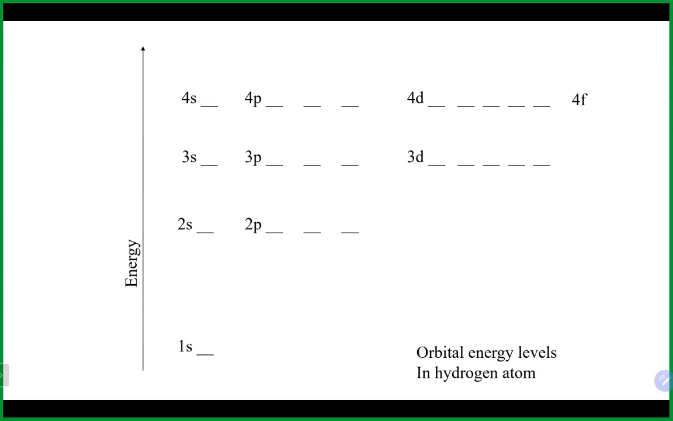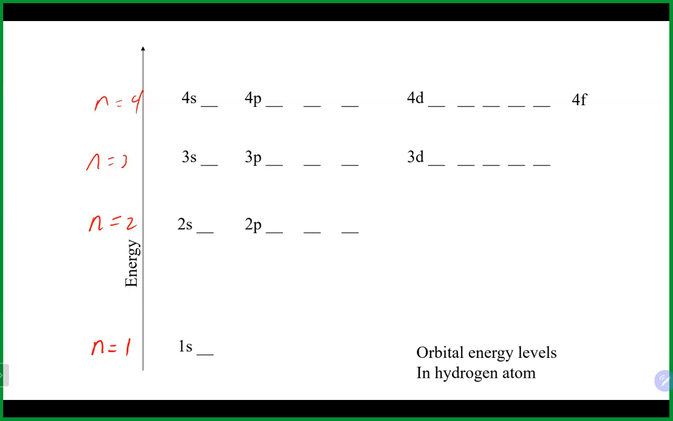So when we have only one electron involved, which is hydrogen, we can see that all the orbitals are equal in terms of energy. And what I mean by that is this would be like your n equals 1 level, your n equals 2, your n equals 3, your n equals 4. So everybody on the third energy level is equal in energy. Everybody on the second is equal in energy.